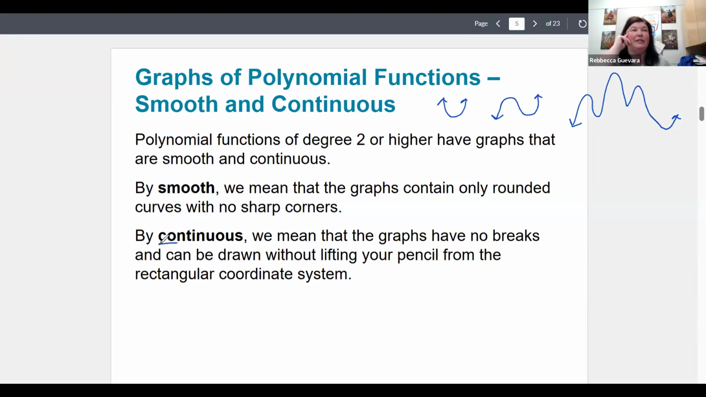When we talk about something being continuous, this is the least formal definition, but continuous for us in algebra means that the graph has no breaks and can be drawn without lifting our pencil from the rectangular coordinate system. Basically, it's all interconnected. There are no breaks or anything in it. So polynomial functions are always going to be smooth and continuous.